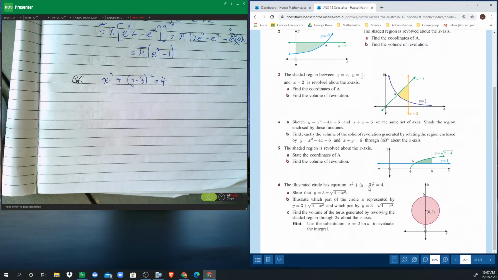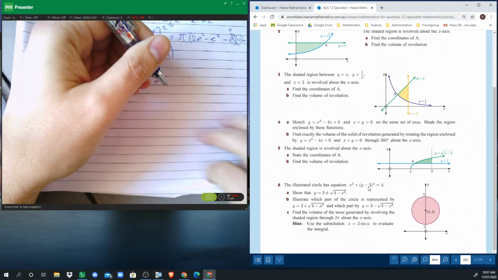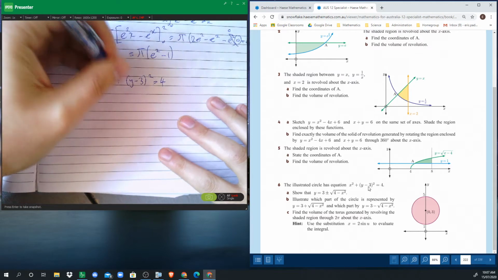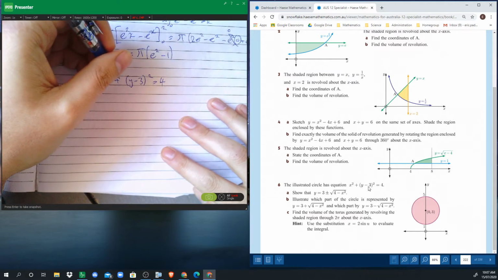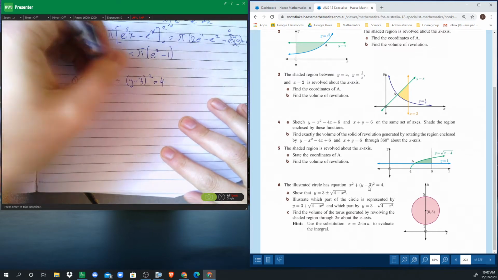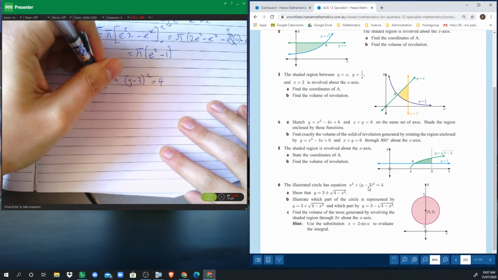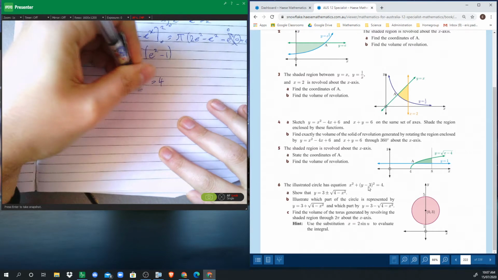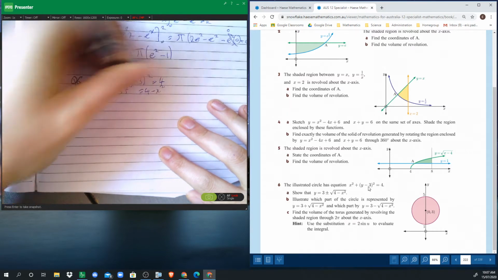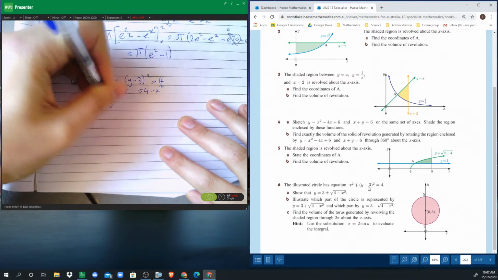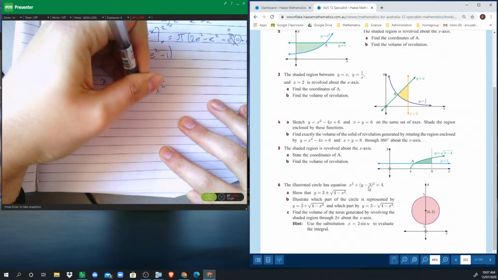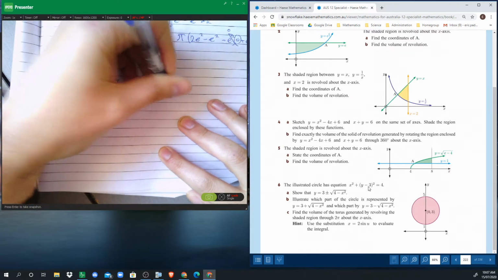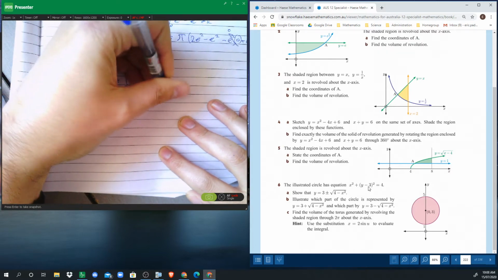All right, so show that. Okay, yep. So move the x across: (y - 3)² = 4 - x². Y minus 3 equals plus or minus the square root of 4 minus x squared.